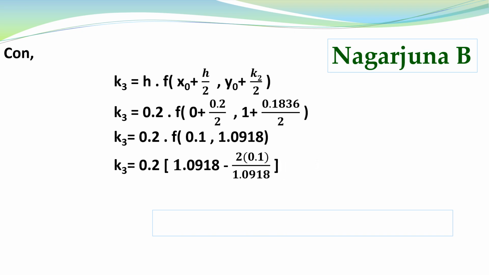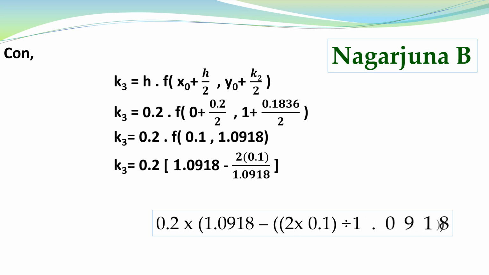In the calculator you can calculate this one by writing 0.2 into, open the bracket, 1.0918 minus, open double bracket, 2 into 0.1, close the bracket, divided by 1.0918, close double brackets. It will give the answer, and that answer is k3 equal to 0.1817. So this is by rounding off to 4 digits after the decimal point. k3 equal to 0.1817.